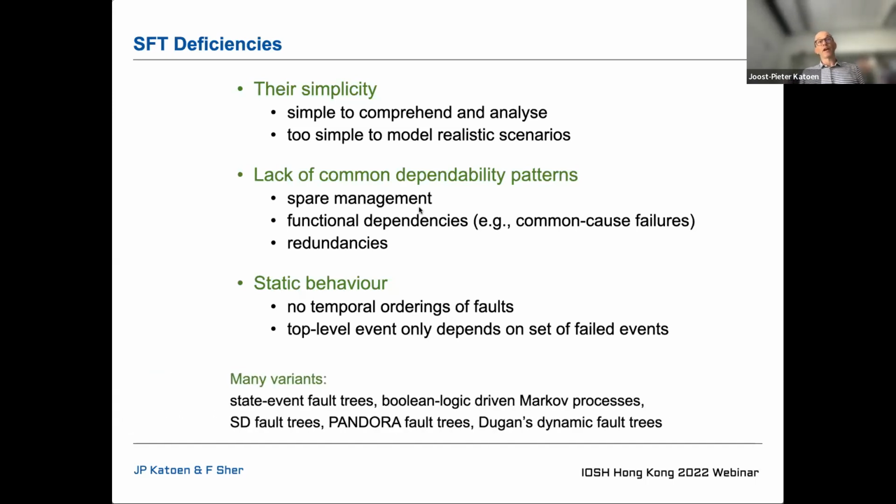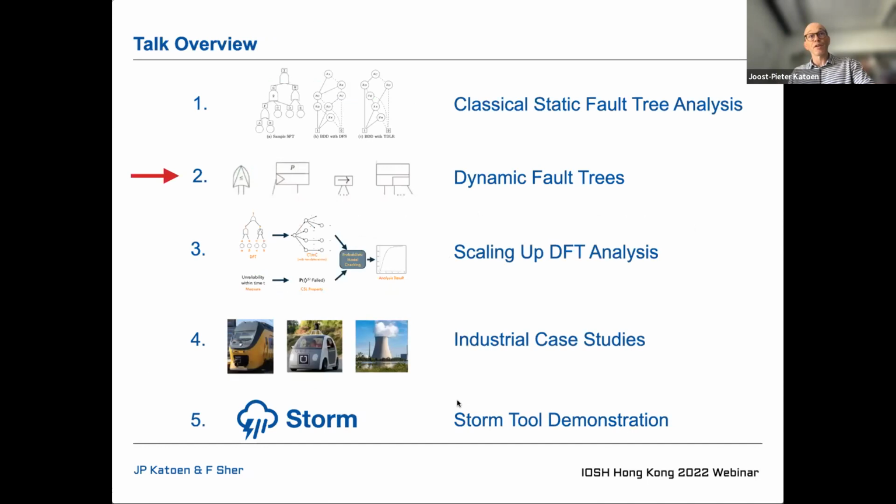Now, this has given rise in the literature to many different variants. I just list a few here. What we are going to talk about is the last one, which is Dugan's dynamic fault trees. The other models actually share a lot of commonalities with this model. So I think this is really an example of the other variants of static fault trees.